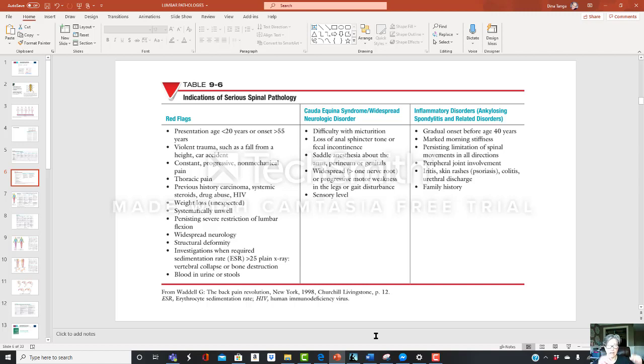Investigations when required. Sedimentation rate more than 25. On a plain x-ray, vertebral collapse or bone destruction. Blood in urine or stools.